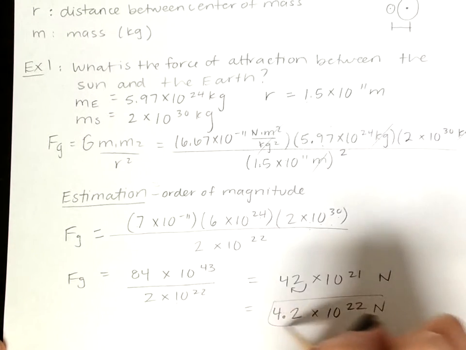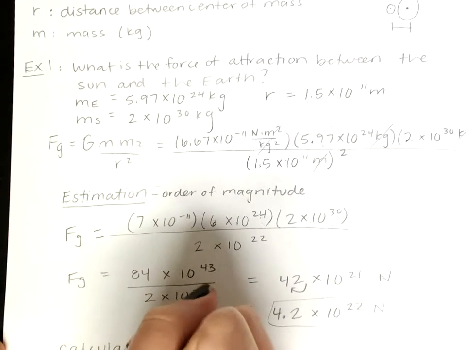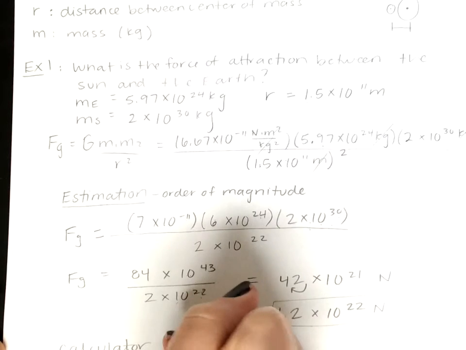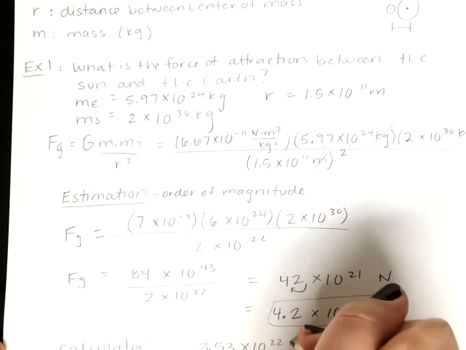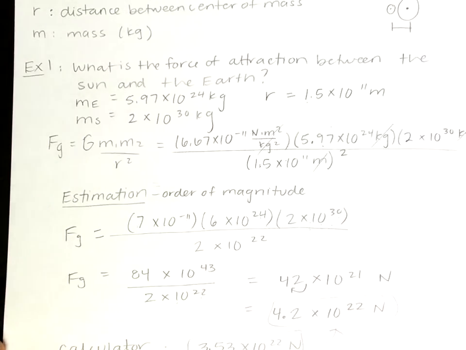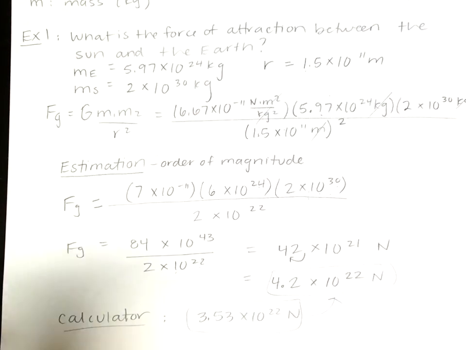Okay? So when you plug that in your calculator, that's your second method. You all know how to do that. You should get 3.53 times 10 to the 22nd newtons. Go ahead and verify now that both of these are the same. And then start your next video.